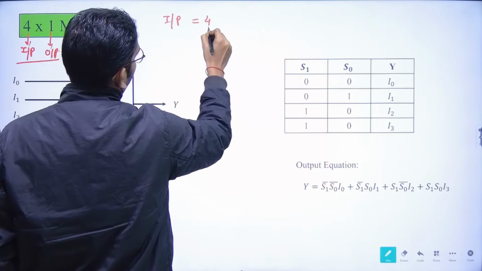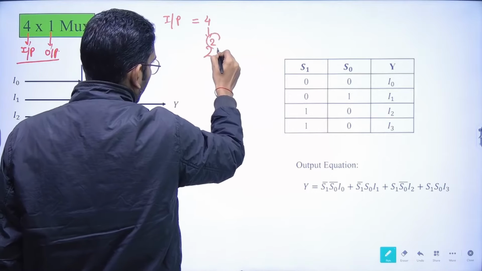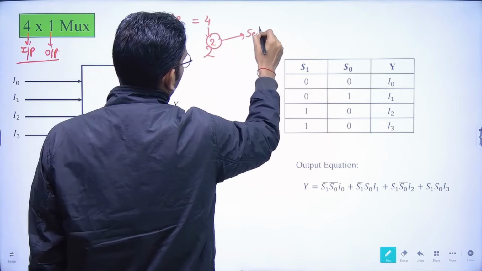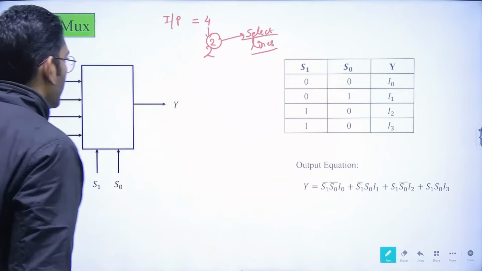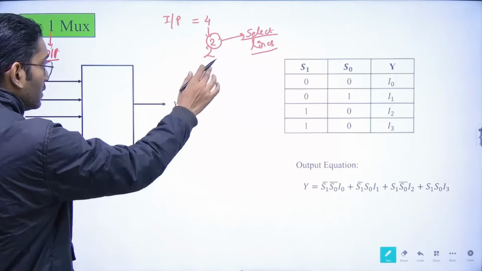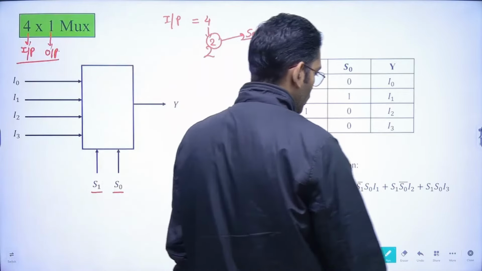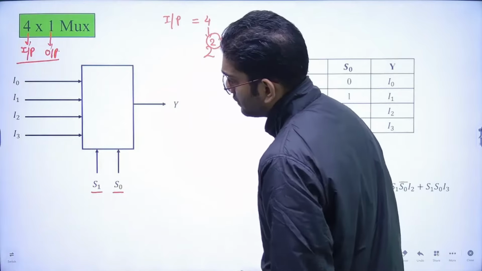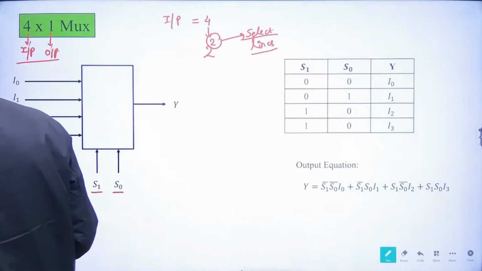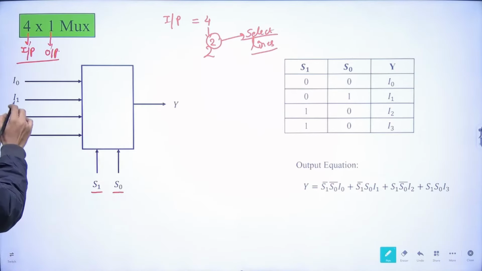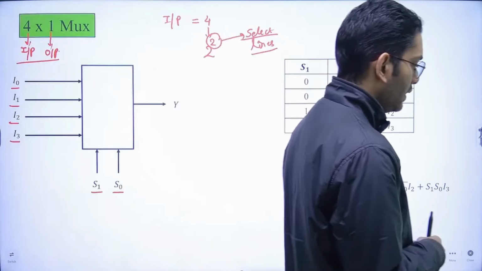The inputs are 4. Now this 4 can be written in the form of 2 to the power 2. So from here we are getting the power 2, so these many select lines would be present. Here we are having two select lines, one is S0 and one is S1. Now we are having 4 inputs I0, I1, I2 and I3.